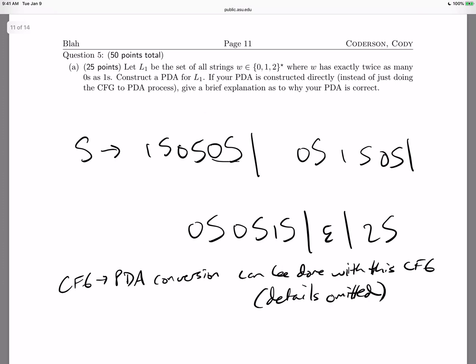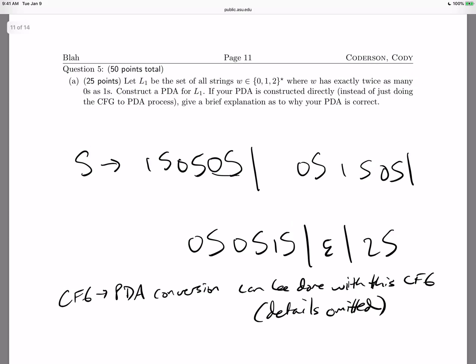So here's the thing. A lot of people put the grammar as S goes to 00S1. Well, the issue there is it doesn't have to be zeros and then the ones afterward. The language is a set of all strings which have twice as many zeros as ones. They could be in any order, okay? So you don't know where the zeros and ones actually are. You just know that there's twice as many zeros as ones somewhere.